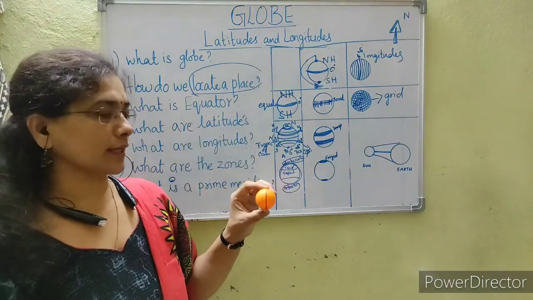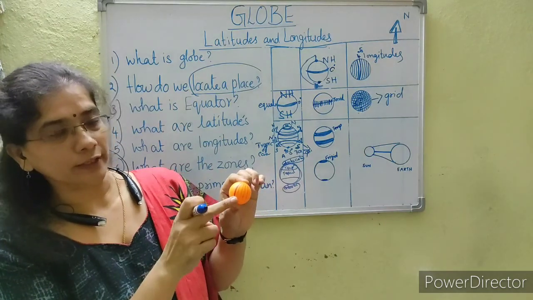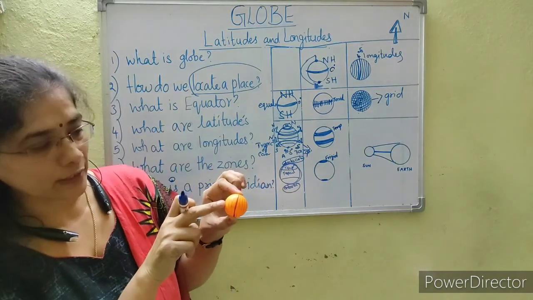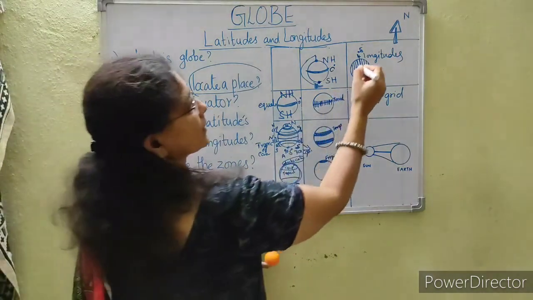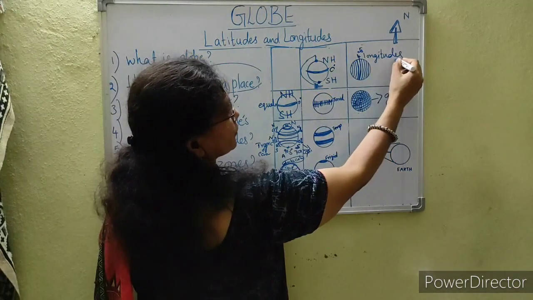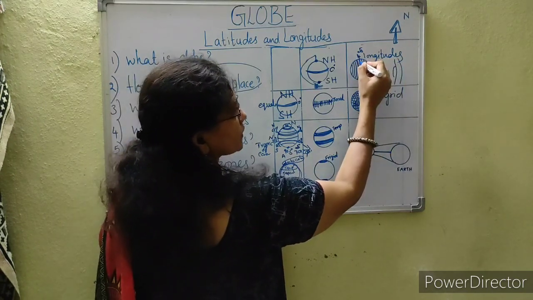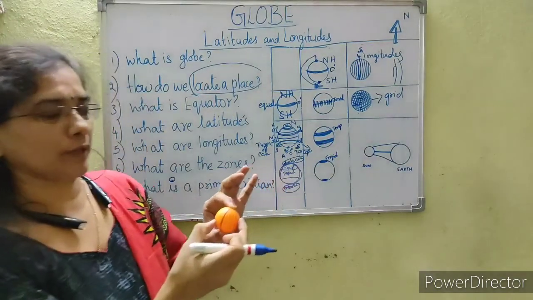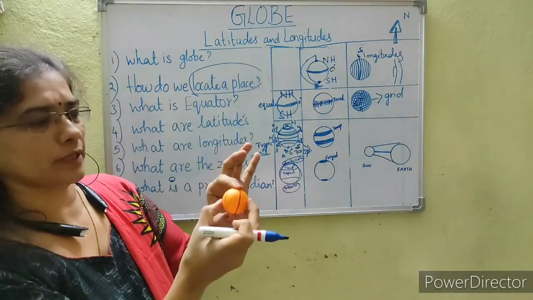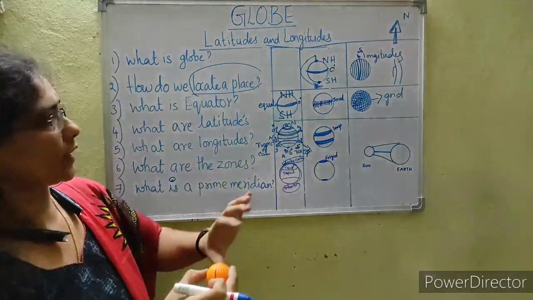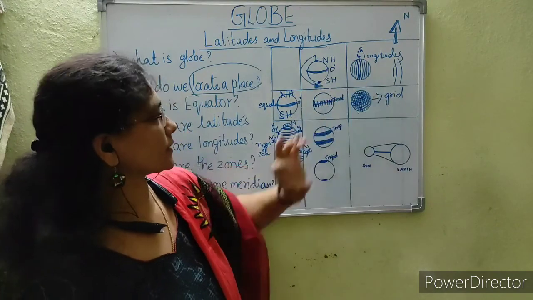So you can see these longitudes, they are divided equally, but when they come to the equator, they bulge a little. They cut the equator at 90 degrees. If you see these lines, when they come to the center, they bulge a little bit. These are also imaginary lines drawn across the Earth. So these longitudes can be seen like this.